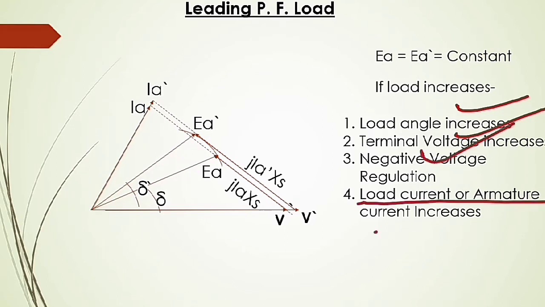That means load current increases in any case. Whether you go for a unity power factor or a lagging power factor load, in all three cases the common effects are that the load current will always increase, and the load angle will also increase.